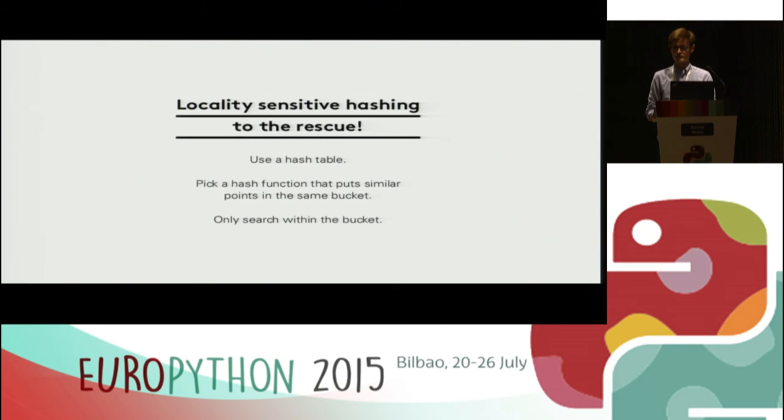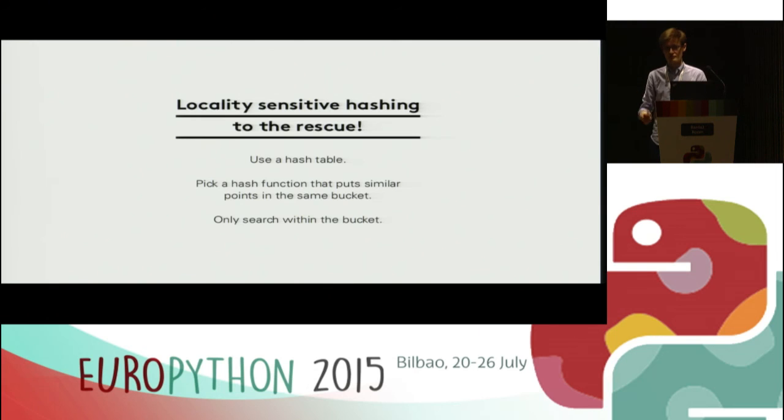Locality-sensitive hashing to the rescue. So we all know about hash tables, or dictionaries in Python. So we're going to build a special hash table. We're going to pick a hash function which, unlike normal hash functions, maps points that are close together in space to the same hash code, which is very different than normal hash functions, which are supposed to map things uniformly over the hash space. So this is sort of special: two points that are close together in your space will map to the same hash code. And you just build a normal hash table using that.